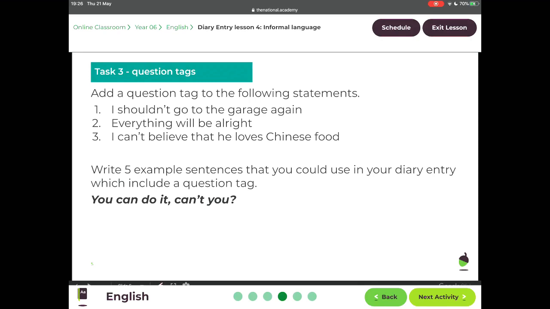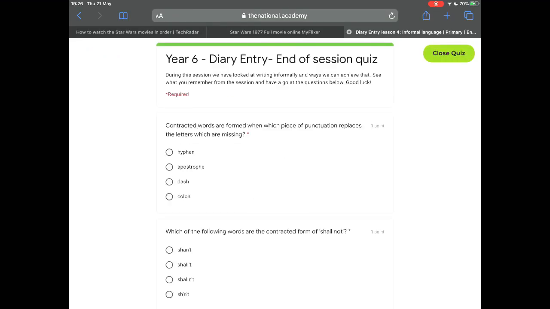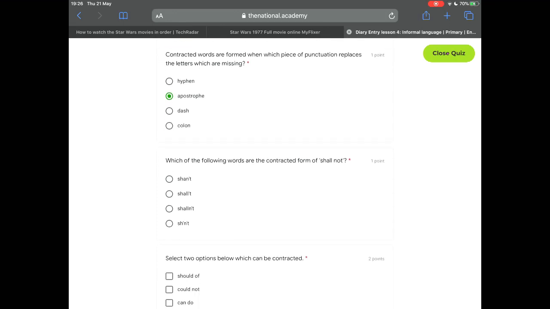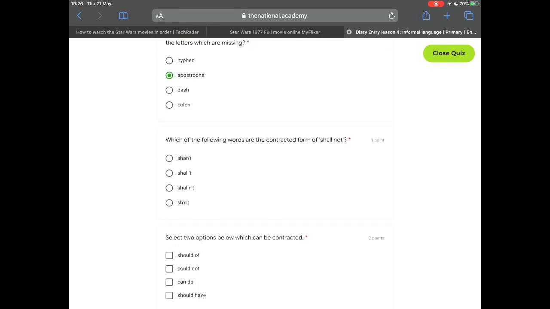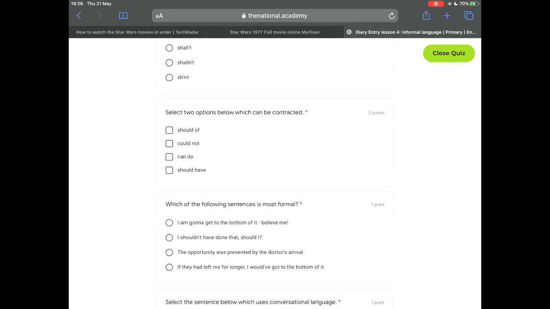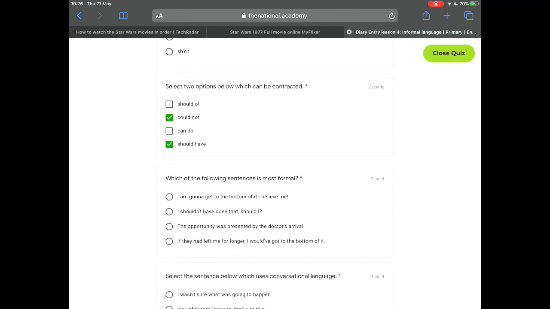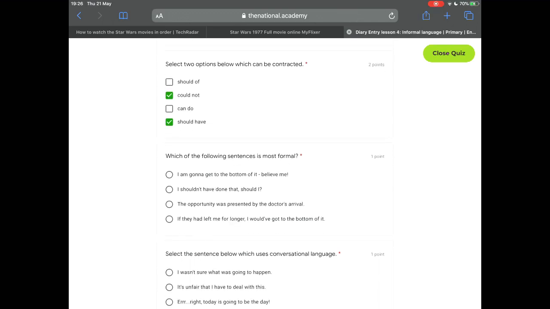After that, you would go and mark it. After you had marked it, you would have your exit quiz here. Contracted words are formed when which piece of punctuation replaces the words which are missing? It's an apostrophe. Which of the following words are a contracted form of shall not? It's shan't. Select 2 options below which can be contracted. It would be could not and should have. It would be couldn't and should've.